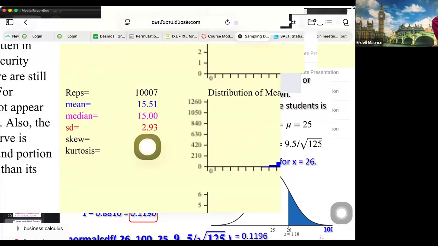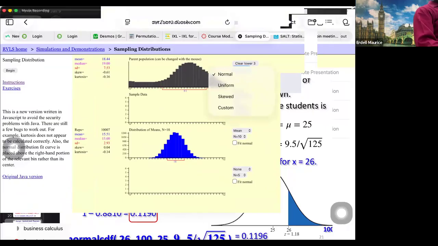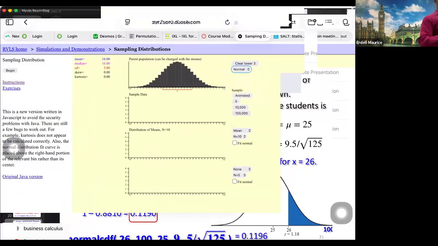Questions there? And this works anytime. It does not depend on your underlying population. Your underlying population can be normal, uniform, skewed to the left. It does not matter. It calculates exactly the same. Questions there?